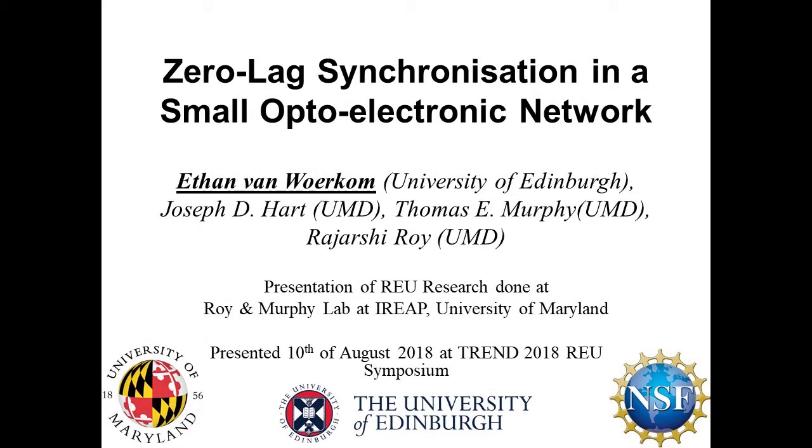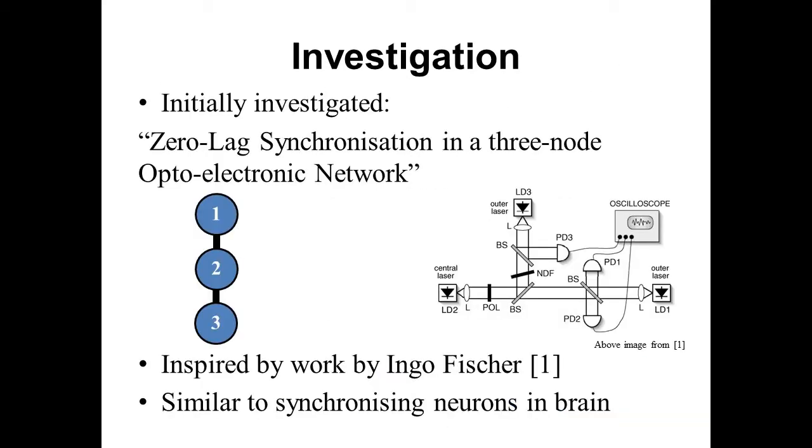So what I did this summer, I've been investigating zero-lag synchronization in a 3-node optoelectronic network. So what does that mean? Can I get a 3-node network to synchronize despite the fact that there are time delays involved? This was inspired by work by Ingo Fischer, where he used 3 lasers, and we had 2 lasers connected through an intermediate relay laser. And he managed to get the cavities of these 2 lasers to synchronize.